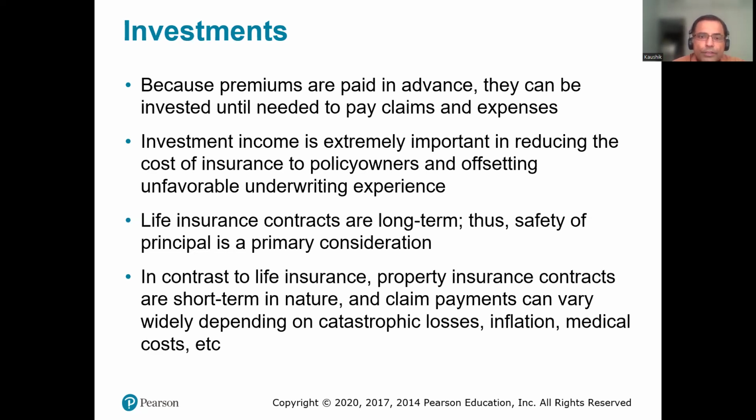For life insurance companies, the insurance contracts are long-term in nature, and it is important for them to preserve funds. That is a key consideration when they are investing additional funds. For property insurance companies, the contracts are short-term in nature and the payment may happen in the near future. For them, liquidity is an important consideration while making investments.